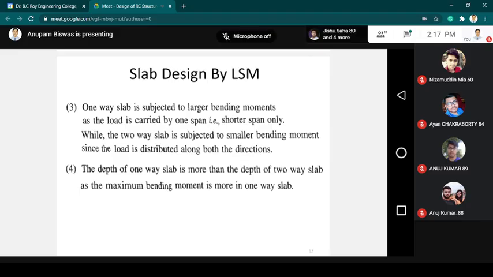Because of this maximum bending moment found in the one-way slab, it also affects the depth of the slab. You have to counter the maximum bending moment in the shorter direction, in the shorter span, so for the one-way slab we have to increase the depth of the slab. You can also see that the depth of the one-way slab is more compared to the depth of the two-way slab, and that is because of the maximum bending moment carried by the one-way slab.